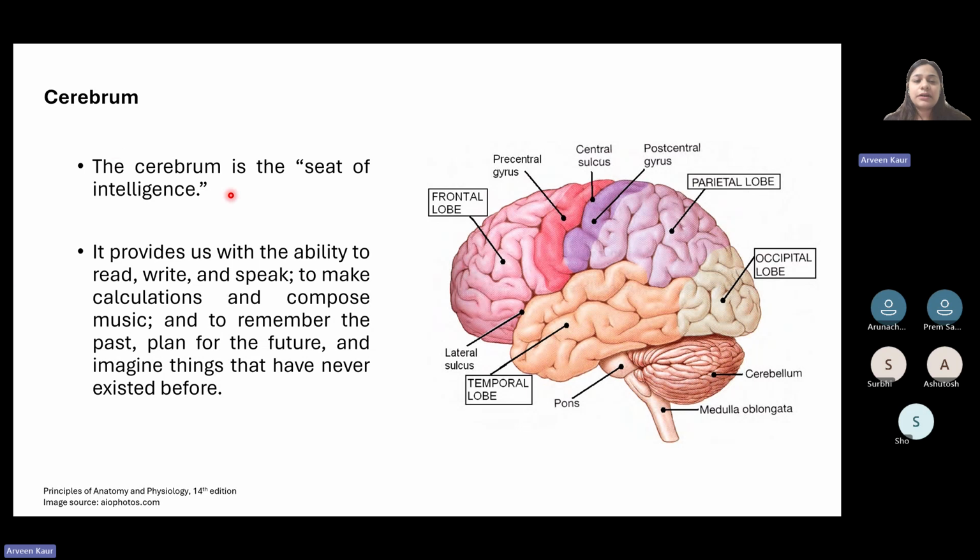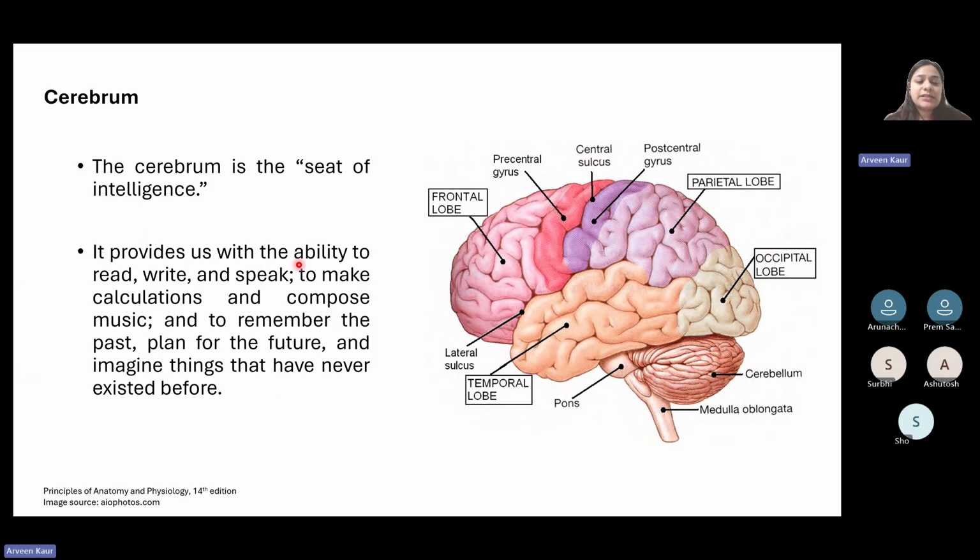Right? So, we come to the cerebrum at last. As we know, it is the seat of intelligence. It is the largest area of the brain. You can see this entire region is the cerebrum, and it has been color coded into multiple different colors. Why? Because the cerebrum itself is also subdivided into different regions. We'll understand what these regions are and how they function.